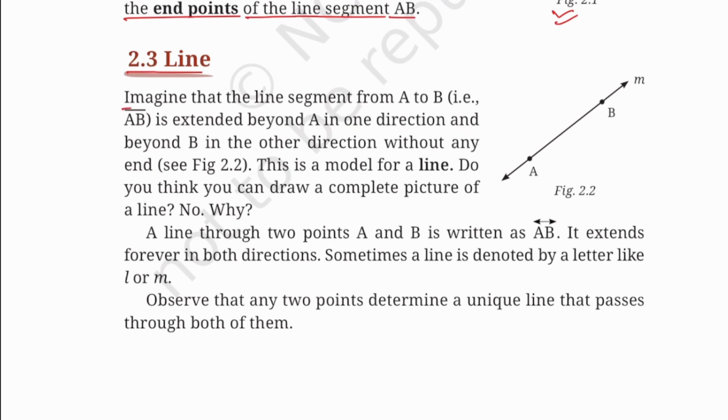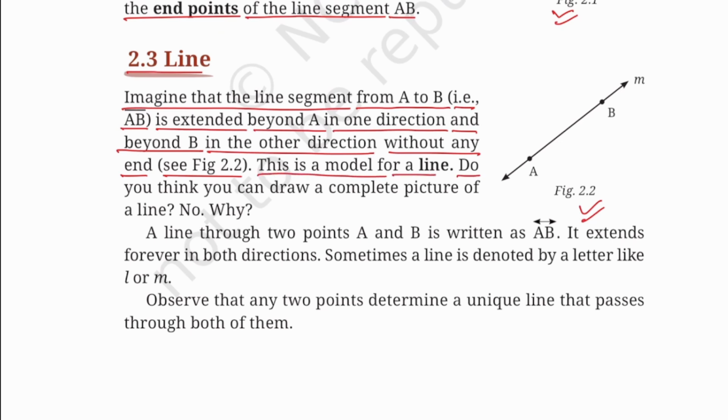2.3 Line. Imagine that the line segment from A to B, that is AB bar, is extended beyond A in one direction and beyond B in the other direction without any end. See figure 2.2. This is a model for a line. Do you think you can draw a complete picture of a line? No. Why? If you extend it, it will go beyond the paper. It will never end. So you can't draw a complete picture of a line.